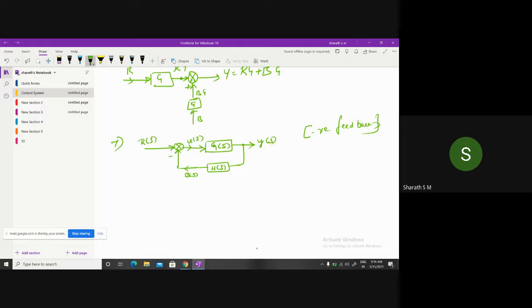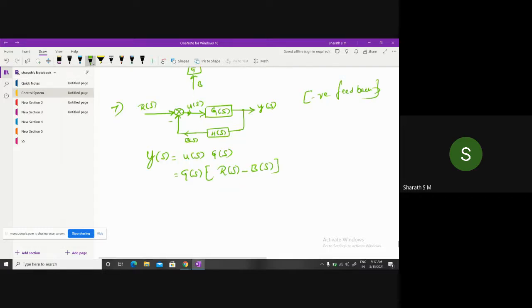Here we have some temporary variable as U of S also. The final output Y of S is equal to, these two are in a product format. U of S as a signal to the G of S, so that U of S is going to make a product with G of S. Afterwards, this intermediate signal U of S can be written as, just look at the observation at the summation point. Here we have input as R of S, and here we have input as B of S. So U of S can be written as R of S minus B of S.